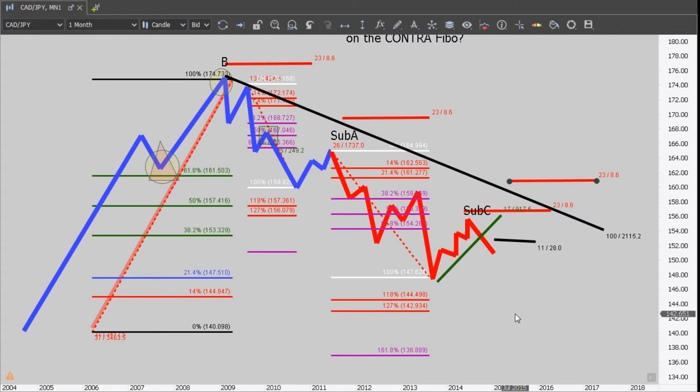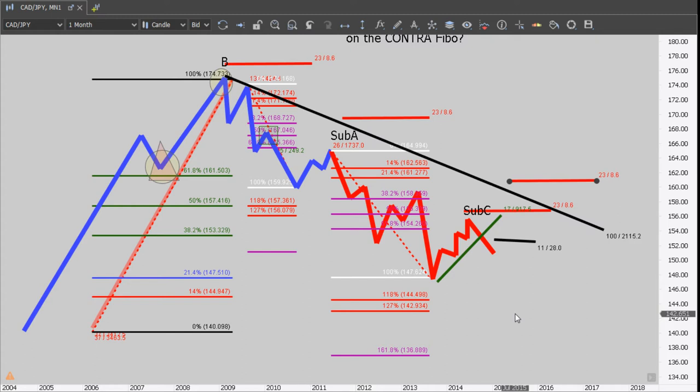Now you have four choices where to put your stop loss, and you can put your stop loss above the sub C, you can put the stop loss above the downtrend line, you can put your stop loss above the sub A or the sub B. What do you think?